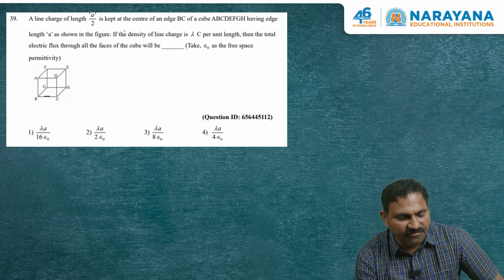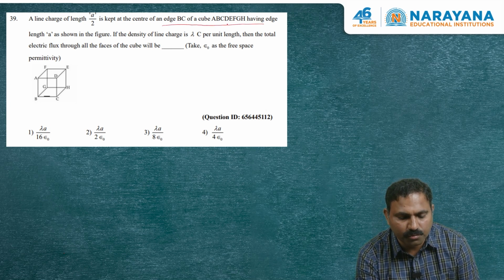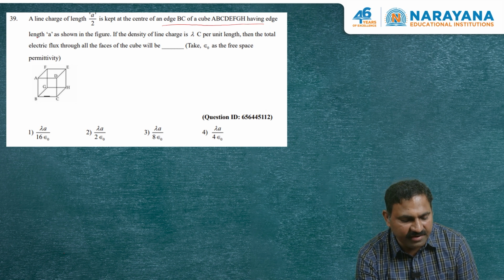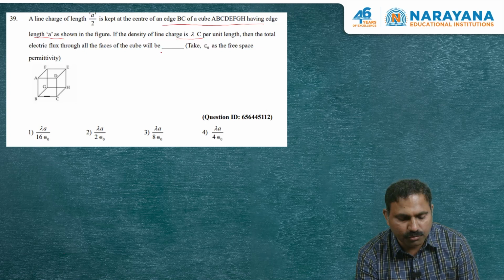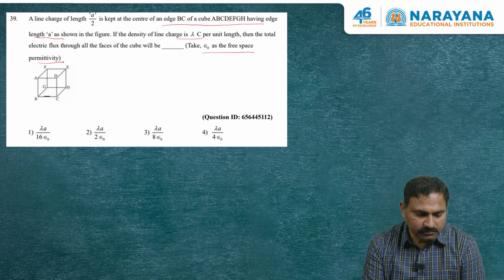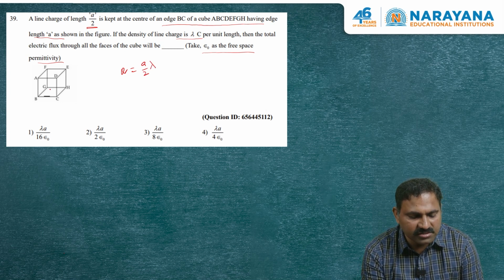A line charge of length a by 2 is kept at the center of edge BC of a cube ABCDEFGH having edge length a, as shown in the figure. If the density of line charge is lambda coulomb per unit length, then the total electric flux through all the faces of the cube will be, take epsilon naught as the free space permittivity. Here it is said the line charge of length a by 2, so the total charge is lambda a by 2, and charge per unit length is given as lambda. This is the charge. It is enclosed inside the cube.